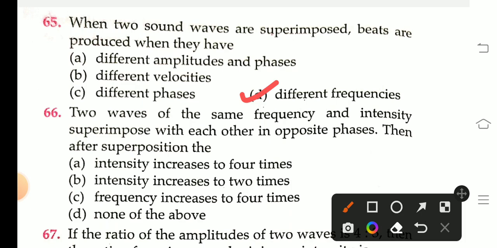Next, two waves of the same frequency and intensity superimpose with each other in opposite phases. Then, after superposition, the right answer will be option D. None of the above.